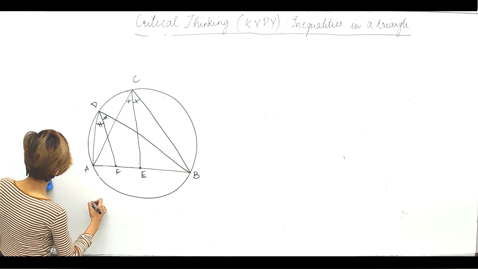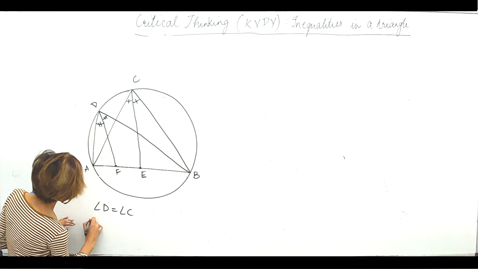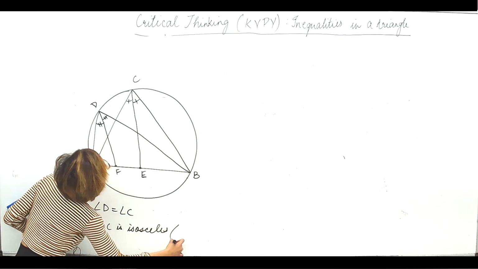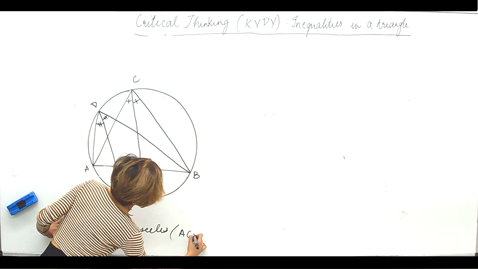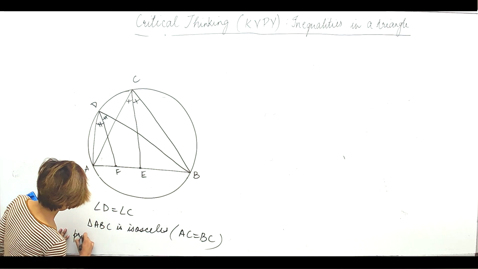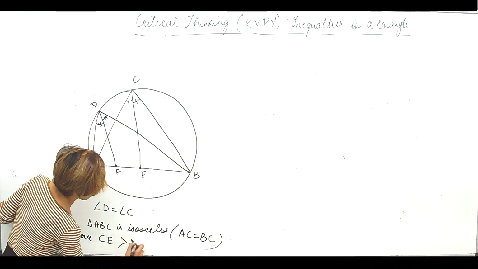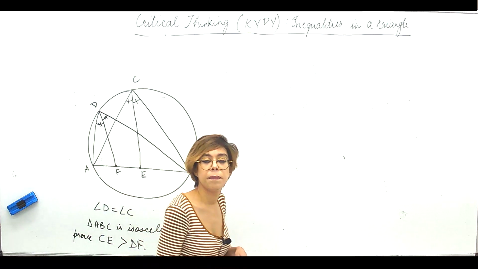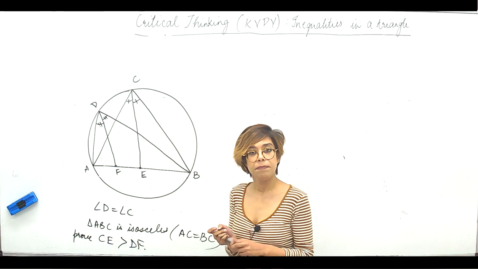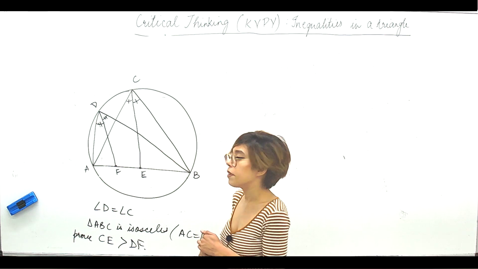Right, and what do I know? Let me write it. So angle D is equal to angle C. I know that triangle ABC is isosceles, whatever you want to call it. That means AC is equal to BC. What else? AB is the common base. I need to prove that CD is greater than EF. Always. I also know that these vertices lie on the circle. Yes, I have to prove this. How should I go about it?